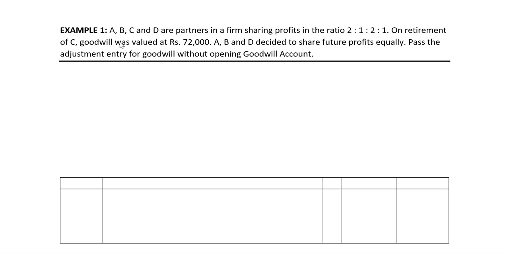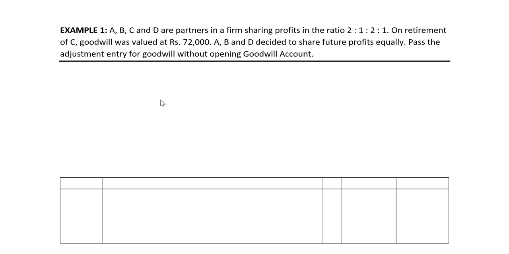Example 1. A, B, C and D are partners in a firm sharing profits in the ratio of 2:1:2:1. On retirement of C, goodwill was valued at Rs 72,000. A, B and D decided to share future profits and losses equally. We are asked to pass the adjustment entry for goodwill without opening goodwill account.